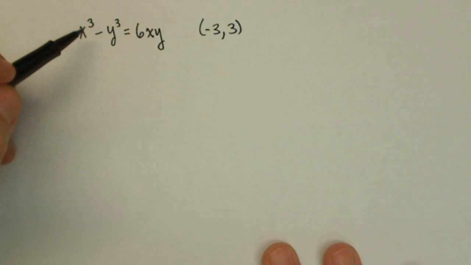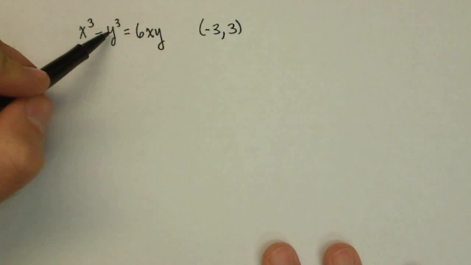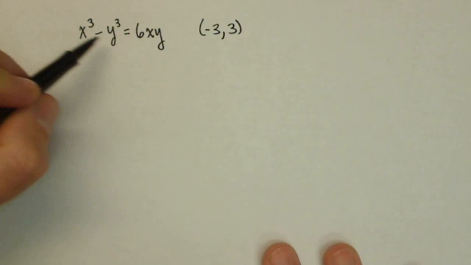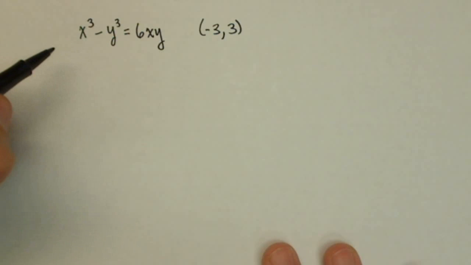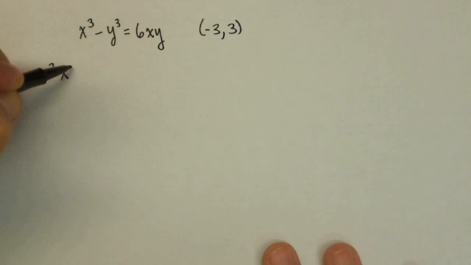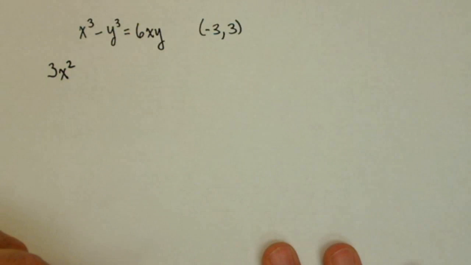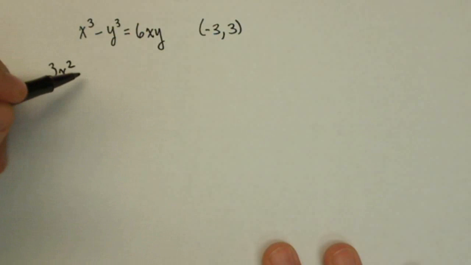So I'm going to be using implicit differentiation, which means I'm thinking of y as an implicit function of x. So I'm going to be taking the derivative of both sides with respect to x. And so when I take a derivative of an x term, it's just its regular derivative. So the derivative of x cubed is 3x squared. Nothing crazy going on there.